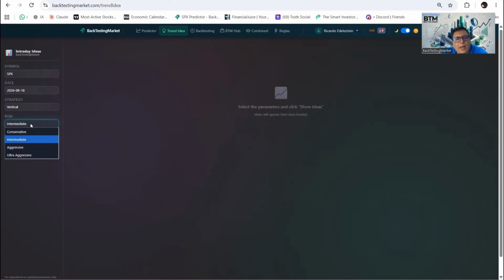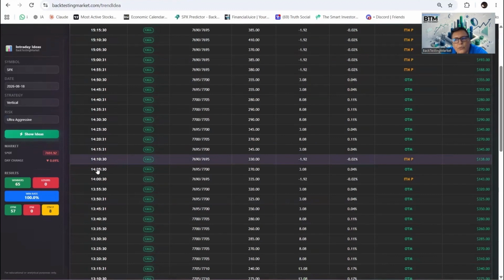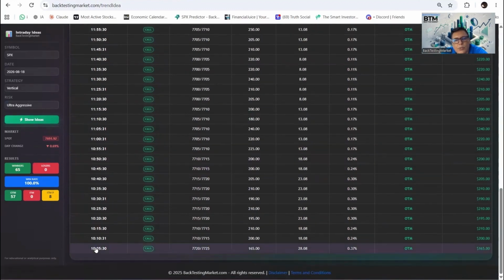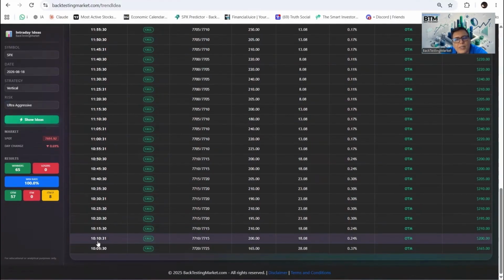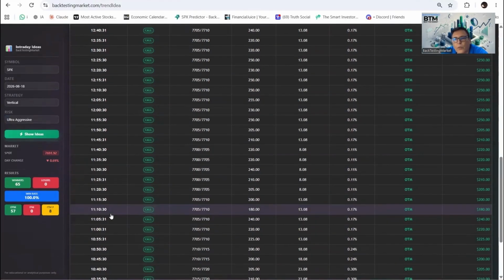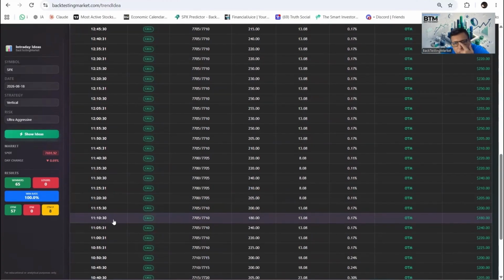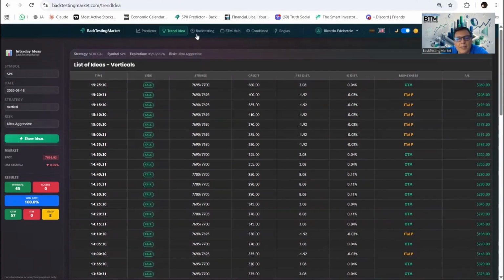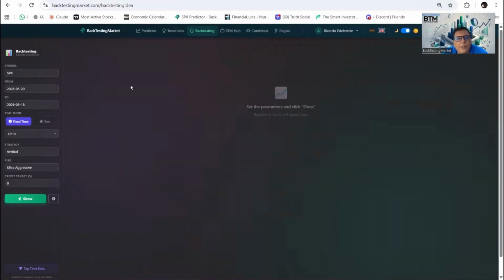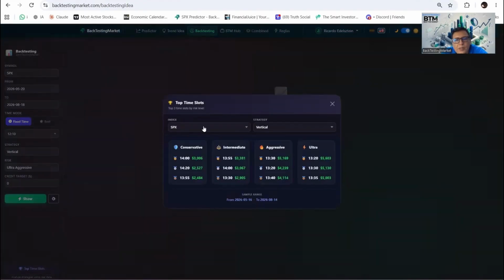Okay, but how do they come? I'm going to show you an example. At 10:05 the first idea comes, and every 5 minutes you are going to start seeing ideas. But which is the best idea? You're going to find the best idea in backtesting. Backtesting shows you, on the left side at the bottom, it says top time slot. Once you press here, it shows you the best times for the last 3 months.